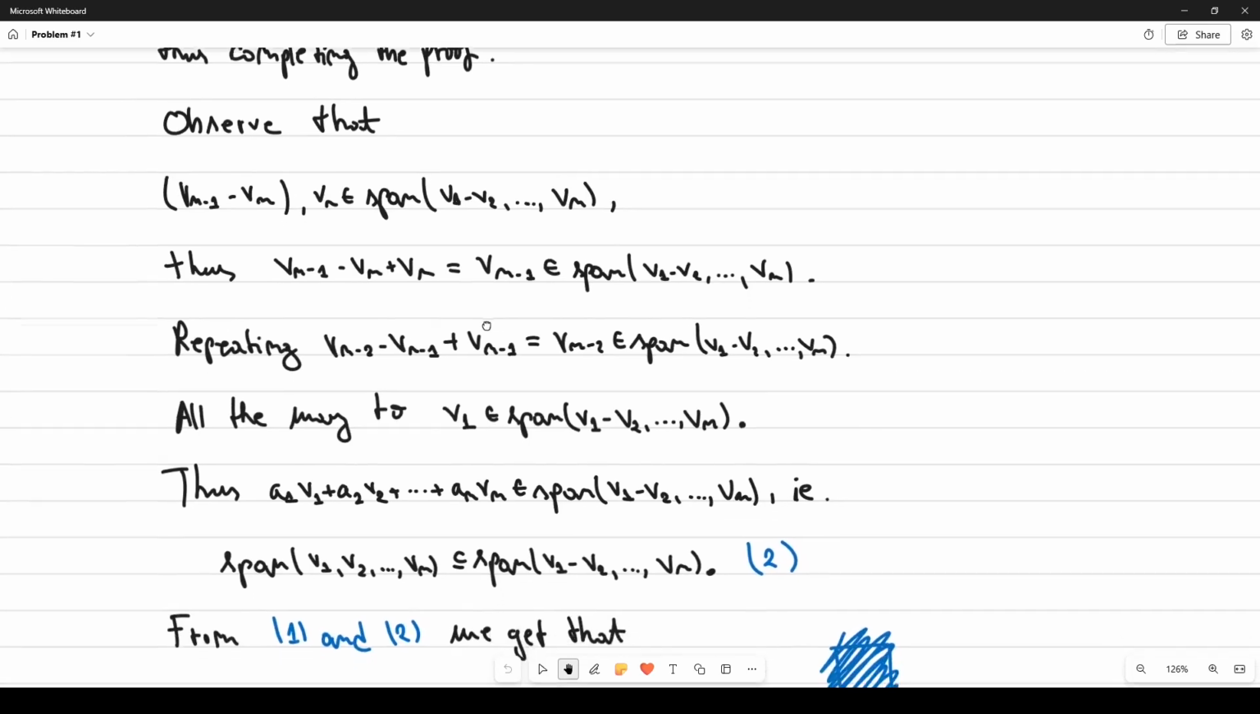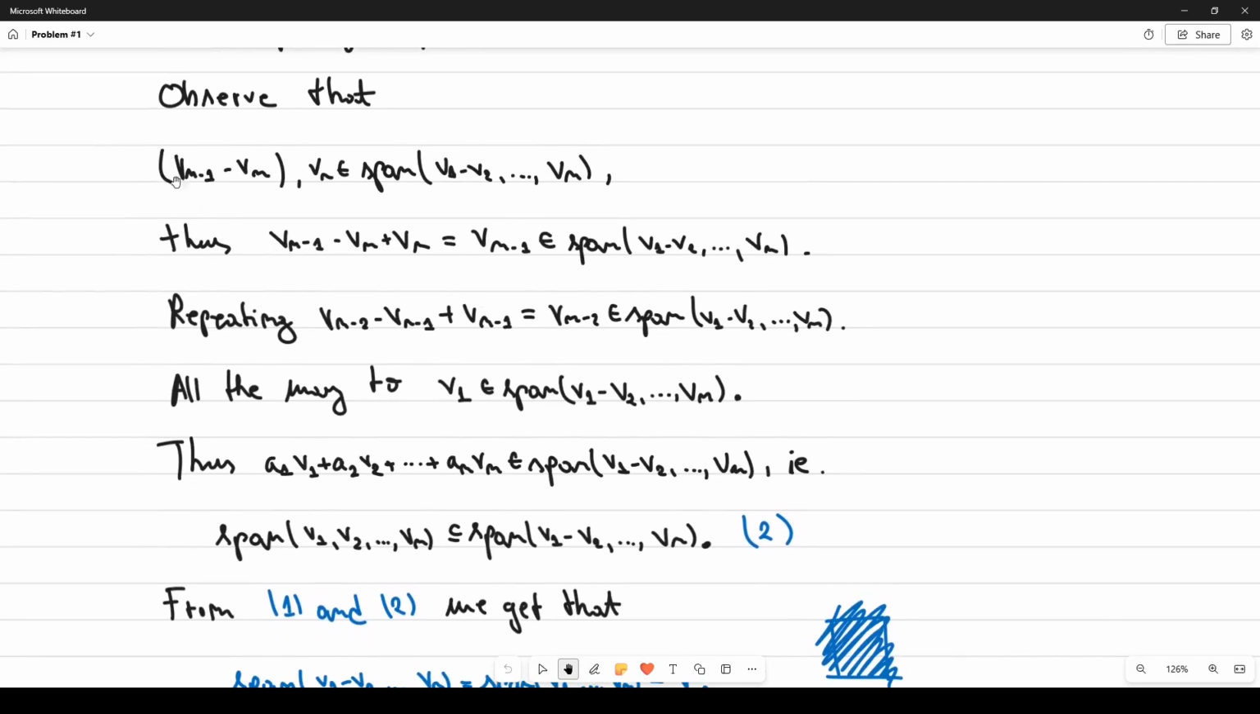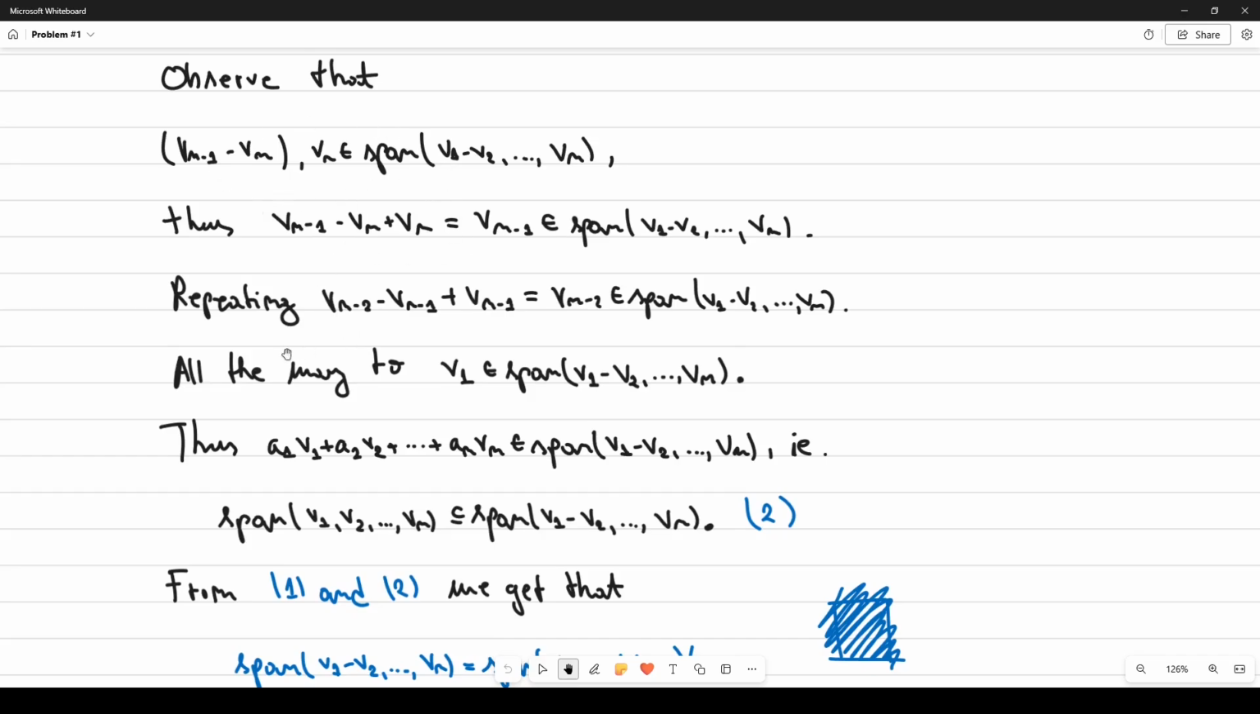To show that, we observe that Vn minus 1 minus Vn and the vector Vn belong to our new span. Again, due to it being closed under addition and scalar multiplication, we can add up these two vectors, and then we get that, for example, Vn minus 1 belongs to our new span. Repeating that reasoning, we conclude that Vn minus 2 belongs to the span, and so on all the way to V1. So all of these vectors belong to our new span.